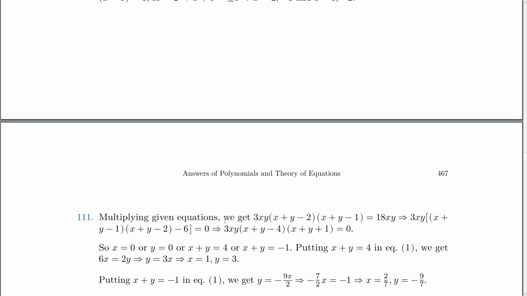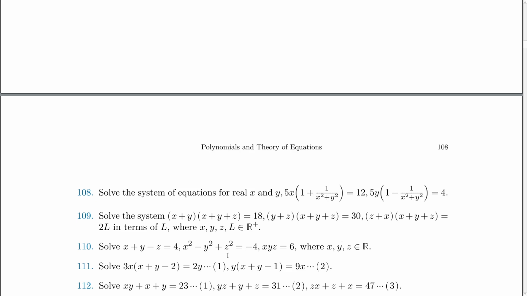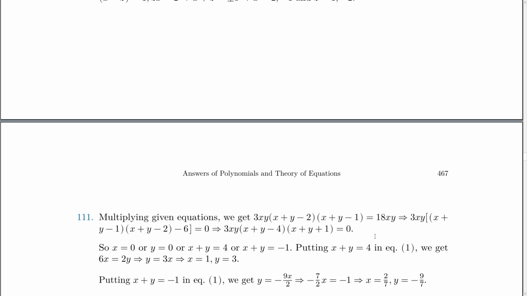We multiply the given equations and we get 3xy(x + y - 2)(x + y - 1). And this gives us 18xy on the right hand side, because we had 2y and 9x, so 18xy. We take 18xy and bring it to the left hand side. We get 3xy[(x + y - 1)(x + y - 2) - 6] equal to 0. That gives us 3xy(x + y - 4)(x + y + 1) equal to 0.